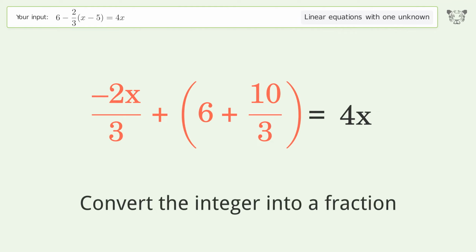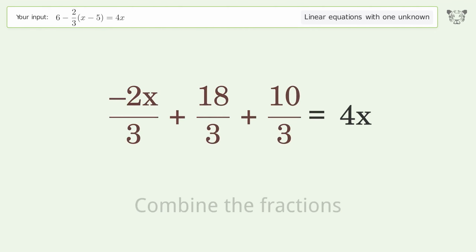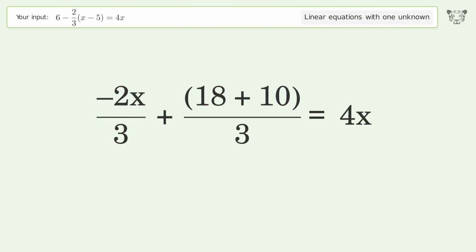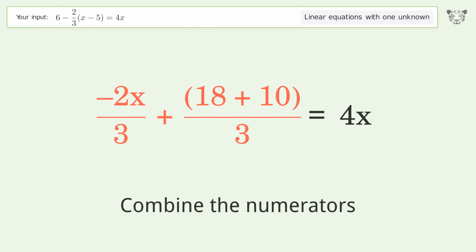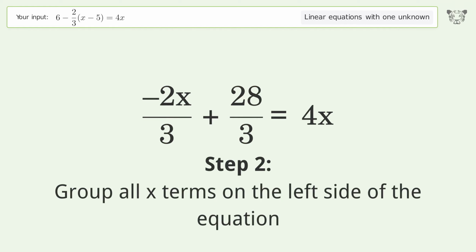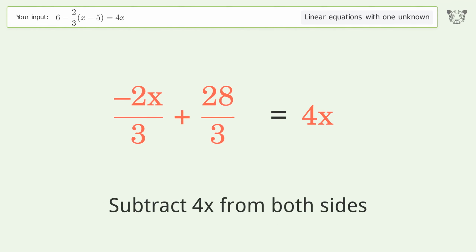Convert the integer into a fraction. Combine the fractions. Combine the numerators. Group all x terms on the left side of the equation. Subtract 4x from both sides.